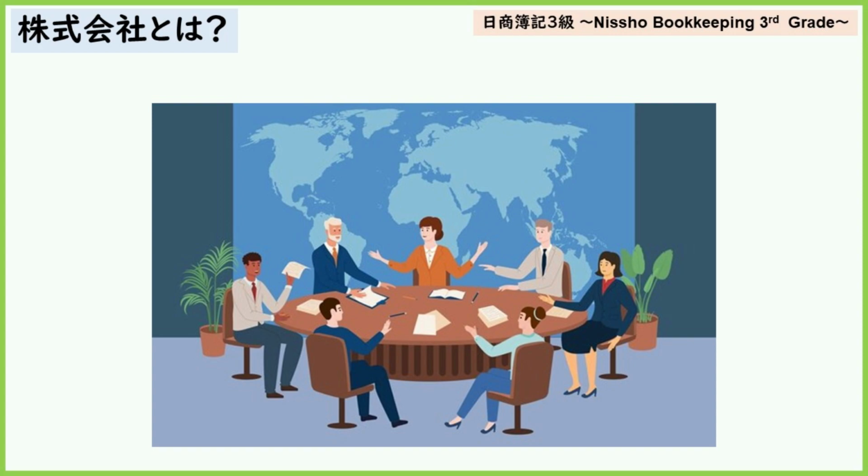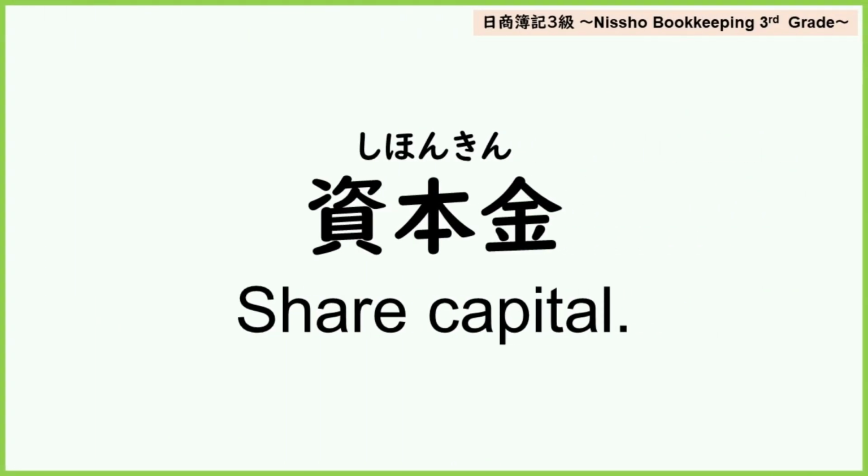The company's management policies, profit allocation, and dividends to shareholders are determined in a meeting called the Shareholders' General Meeting. Let's now look at the journal entries related to share capital. The second content. Share capital.